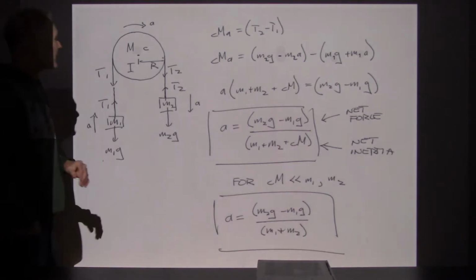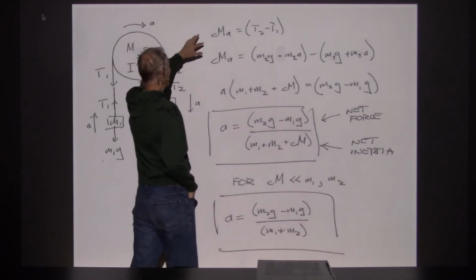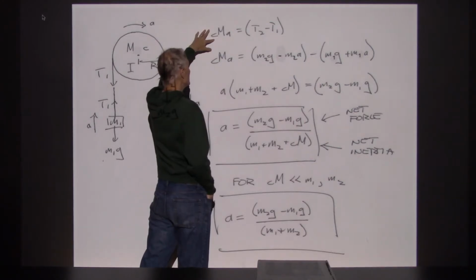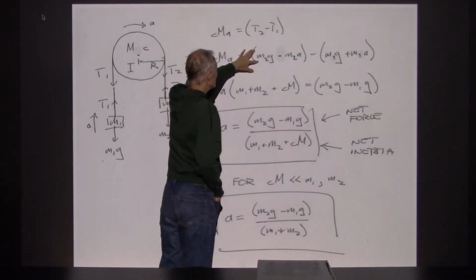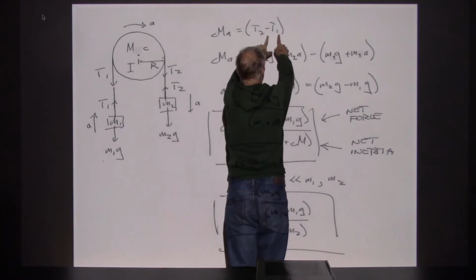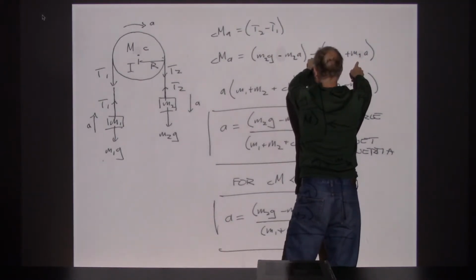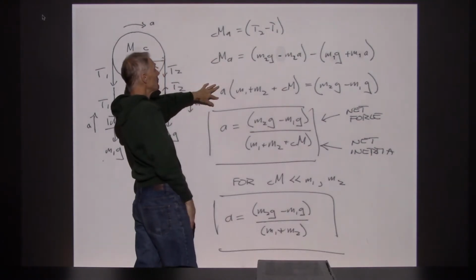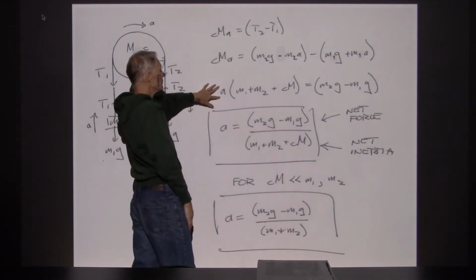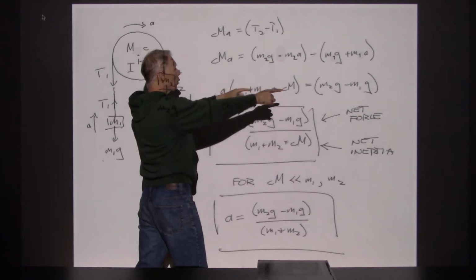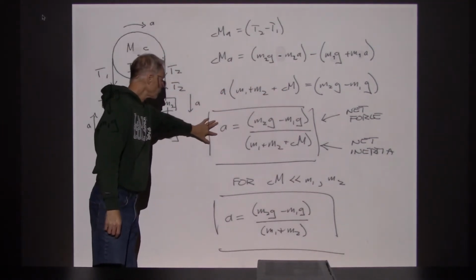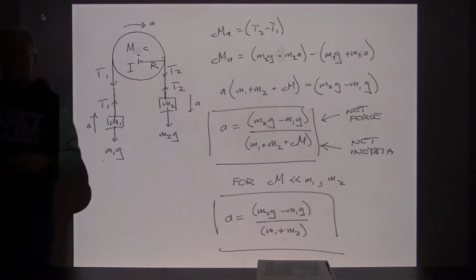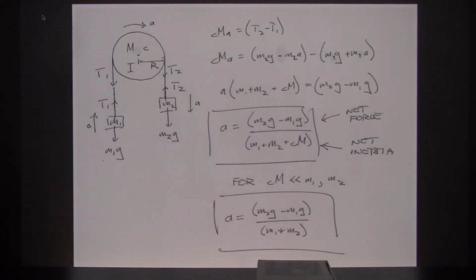And here's what it looked like. So I've duplicated that. This is where we ended on the previous page. I'm substituting in for T2 here, and then I'm substituting in for T1 here. And then I'm bringing all the terms that have an acceleration to the left side, and then I'm taking everything else over to the right side. When I solve for the acceleration, what I'm getting is m2g minus m1g divided by m1 plus m2 plus shape factor times m.